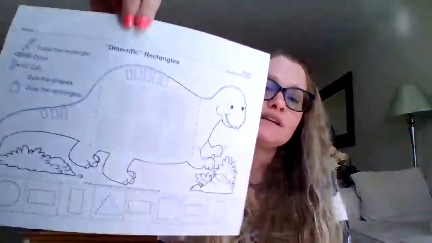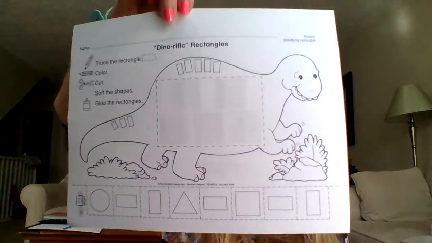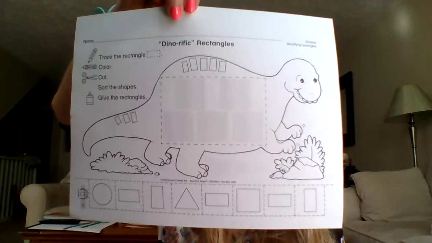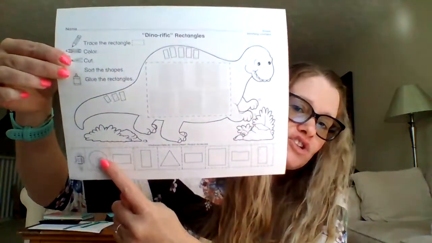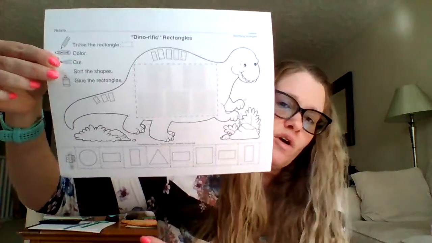All right, then you have a dinosaur. This is for rectangles, dinorific rectangles. Now, some of us get our rectangles and our squares mixed up. Remember, a rectangle has 2 long sides and 2 short sides. So your job is to cut out just the rectangles and glue them on the dinosaur.